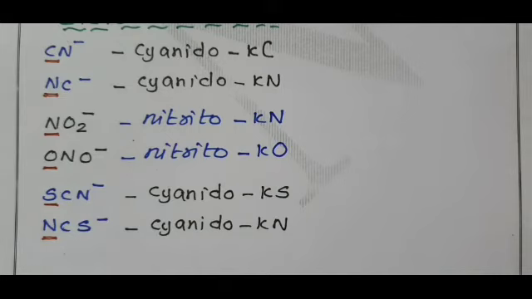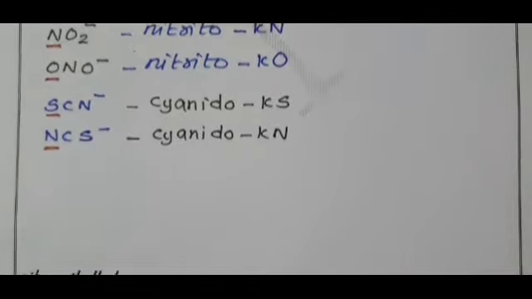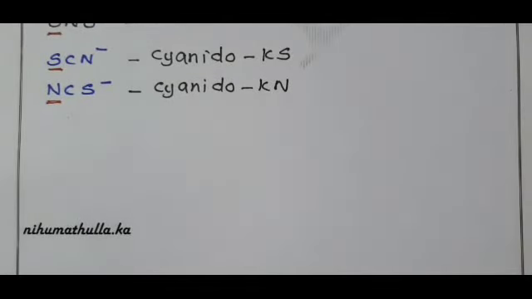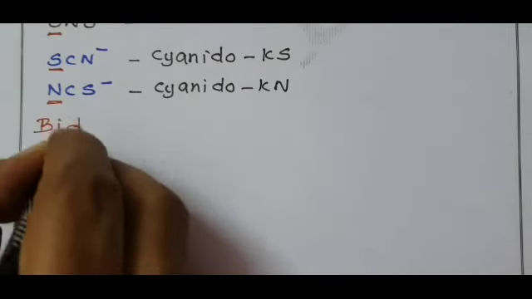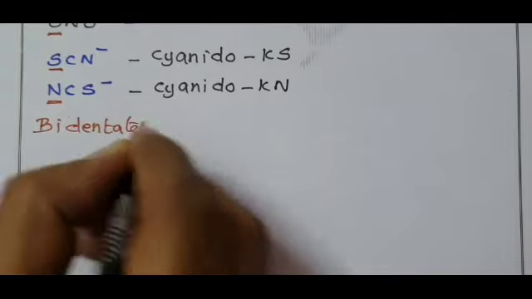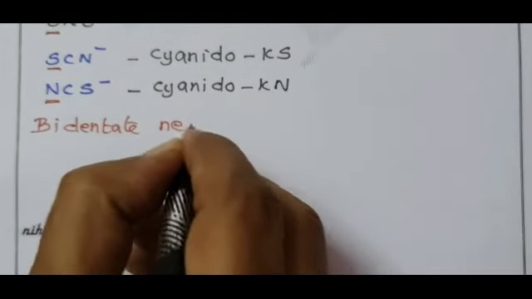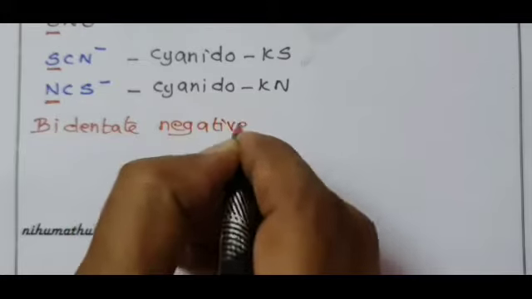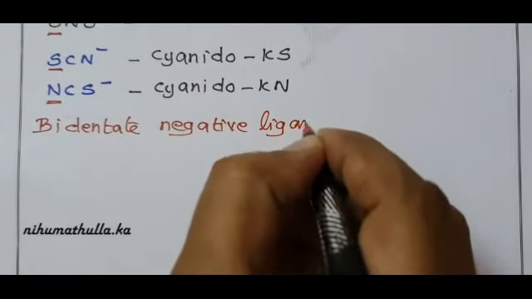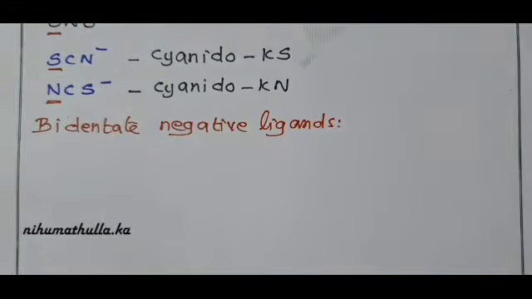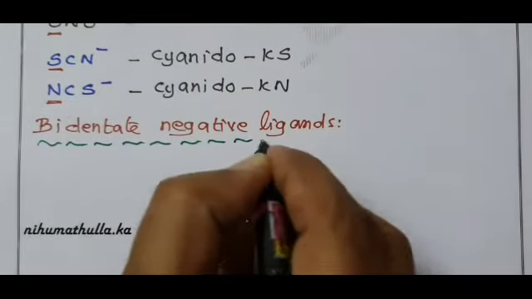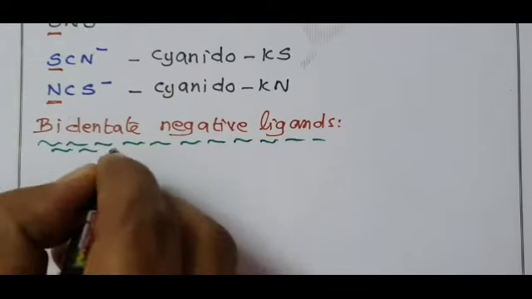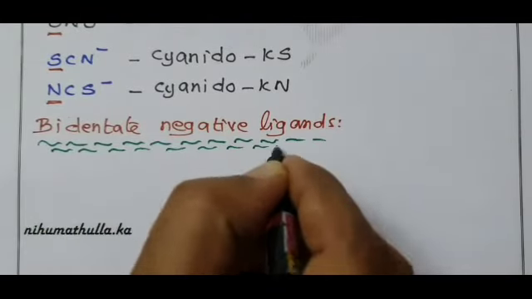Come to negative bidentate ligands. You know what bidentate is? The ligands containing two donor atoms. Bi means two, dentate means donating. All these are negative ligands. You know all the ionic names, but here we are going to use ligand names.